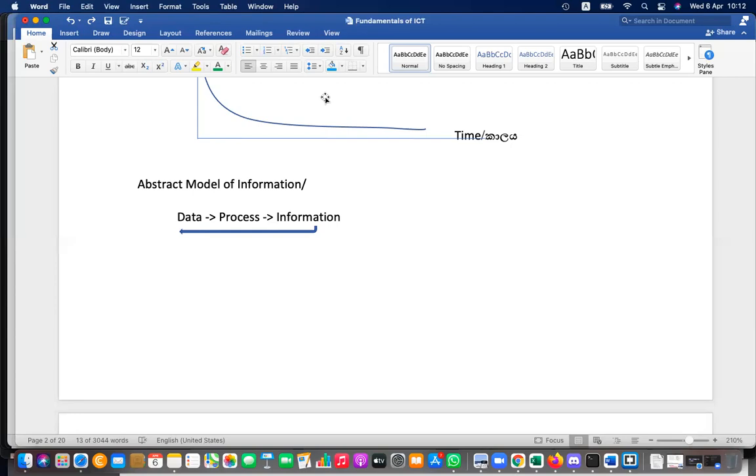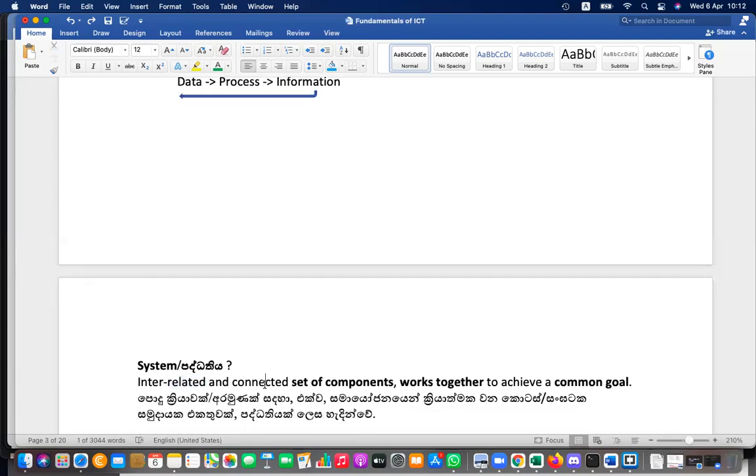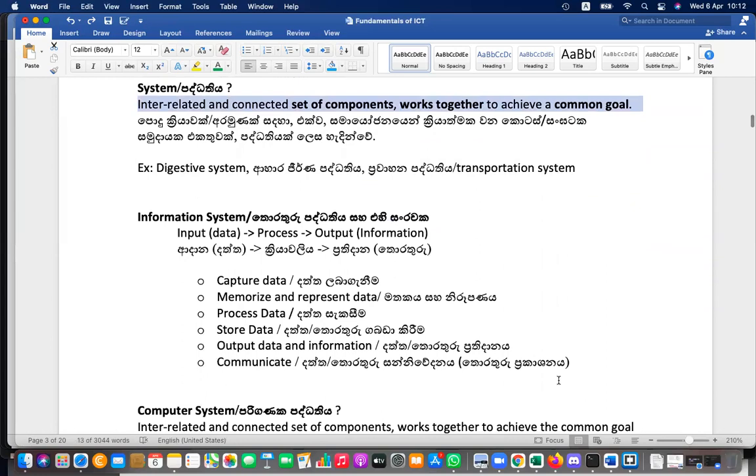To flow those inputs and outputs, you need an interconnection. So it is interrelated. Interrelated means whatever you take from one thing should be related to other things. You can't take food through the nose and ask the throat to swallow air. Not possible, right? So everything is related and connected, it is a set of components, and those are working together. If the throat rejects air, then again you can't breathe. So those are working together to achieve a common goal. So that is a system, the very simple definition.